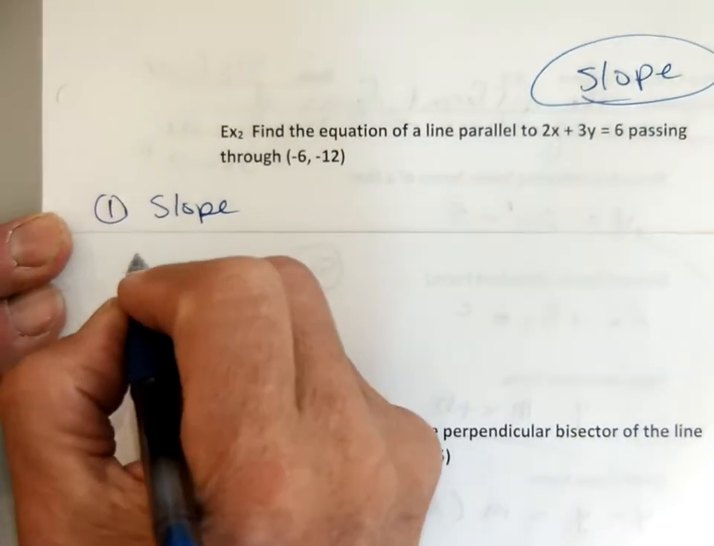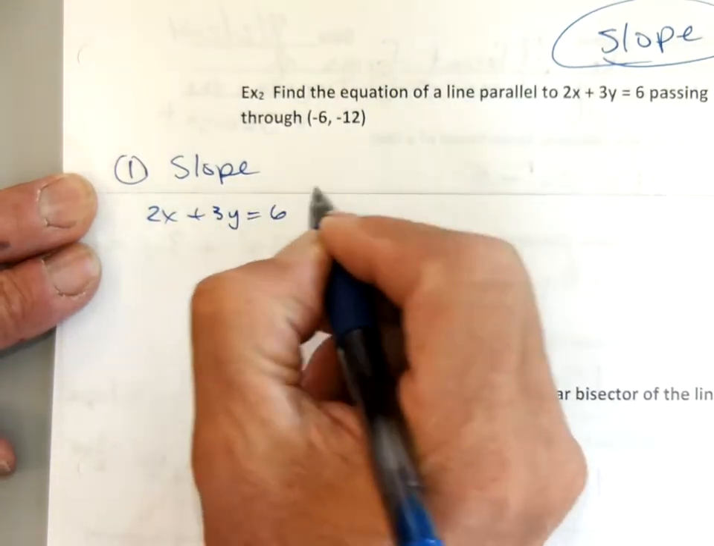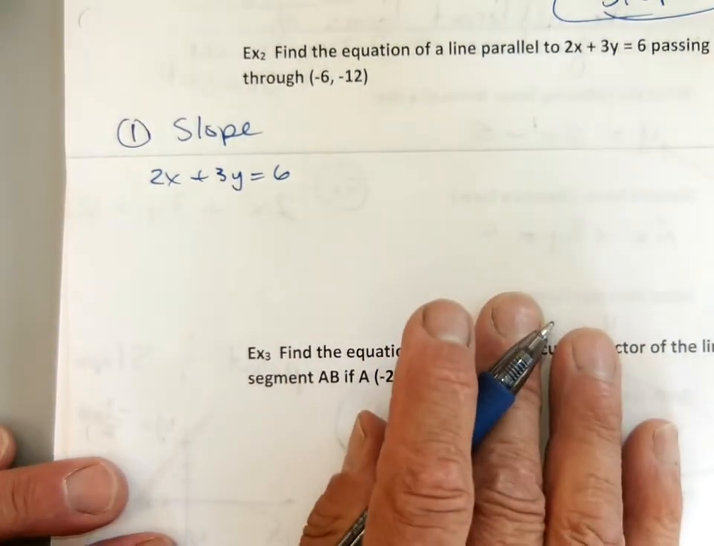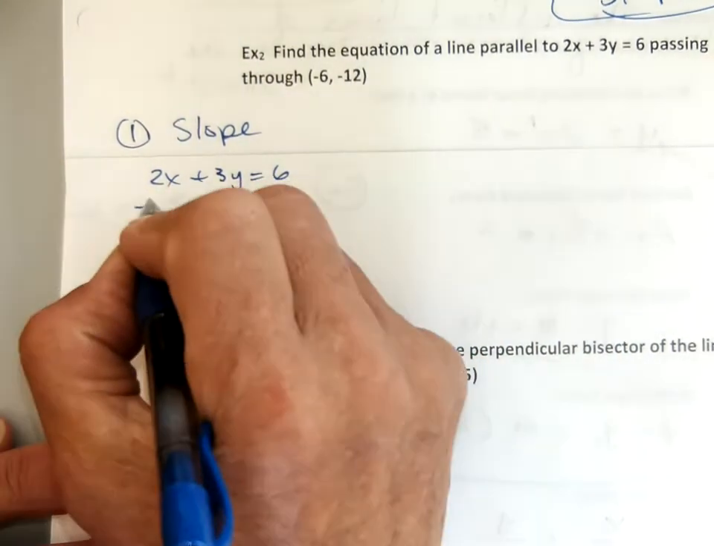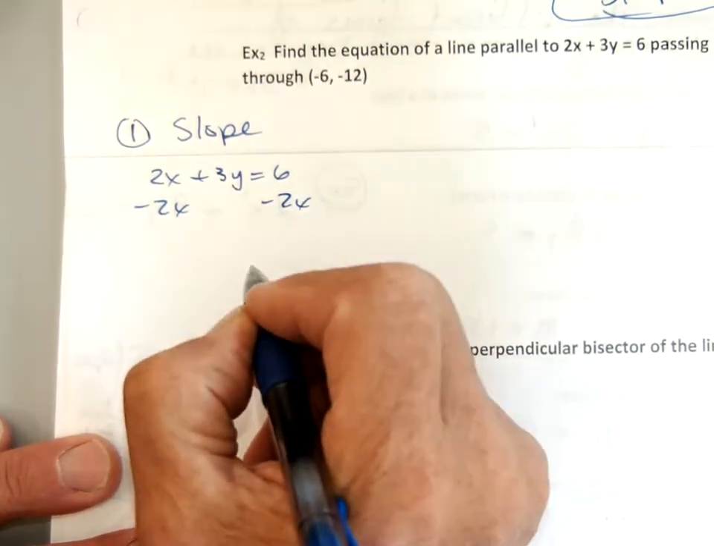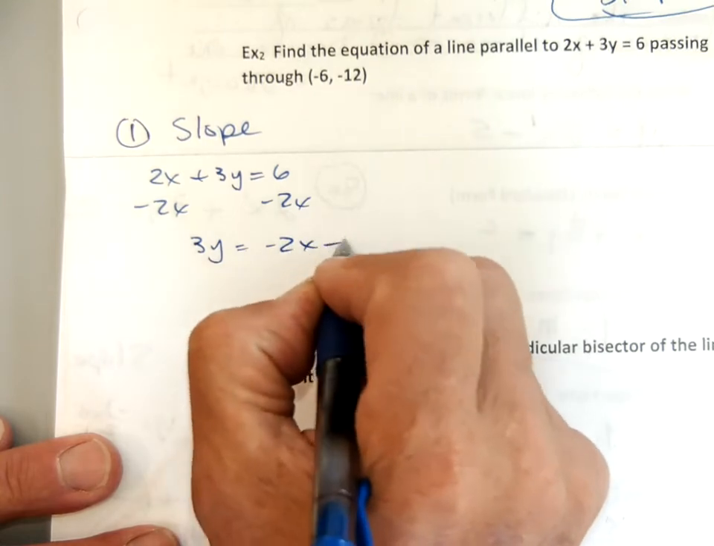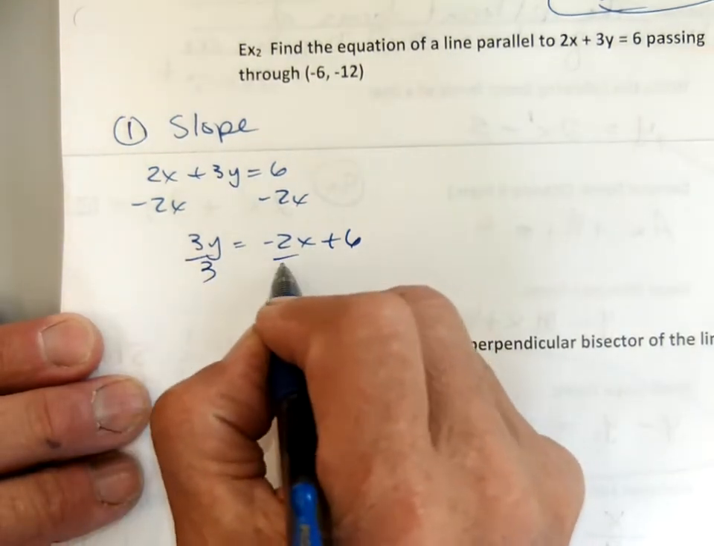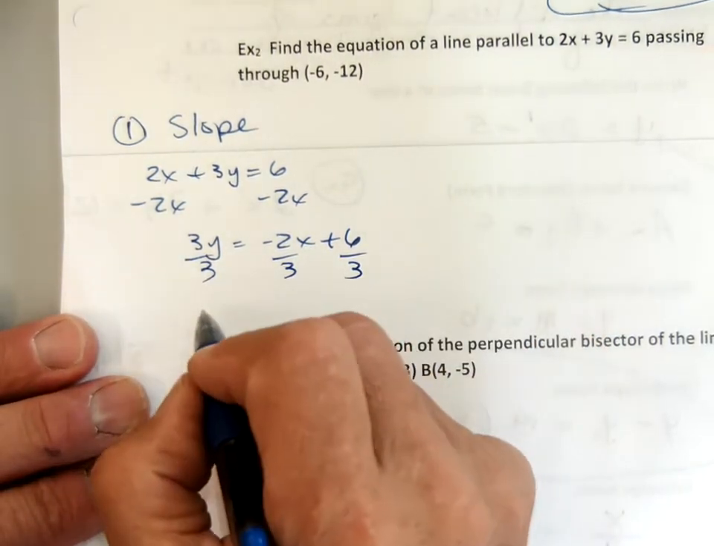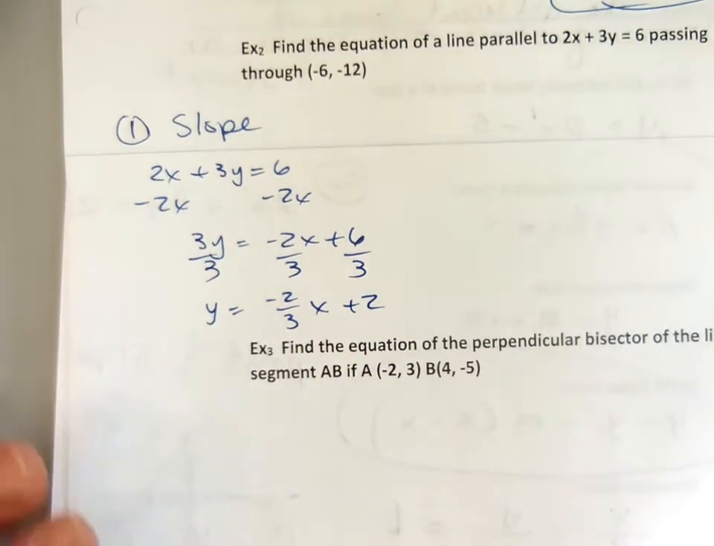I've got my 2x plus 3y equals 6. And I'm just going to solve for y. Minus 2x, 3y equals minus 2x plus 6, right? Divide by 3, divide by 3, divide by 3. Y equals negative 2/3 x plus 2, okay?